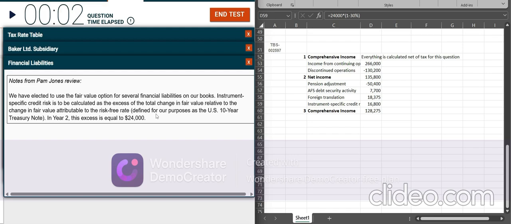Now what does this exhibit mean? This exhibit simply means that the company has items like bonds or loans, and instead of recording them at their historical cost, the company measures them at current market value, and every year the value may increase or decrease, and the change we have to record.